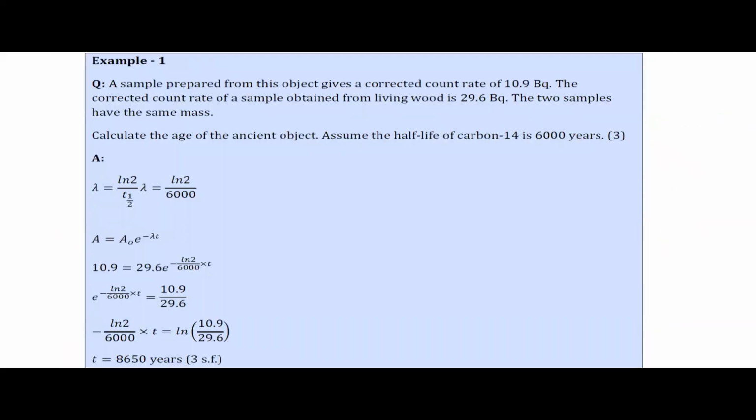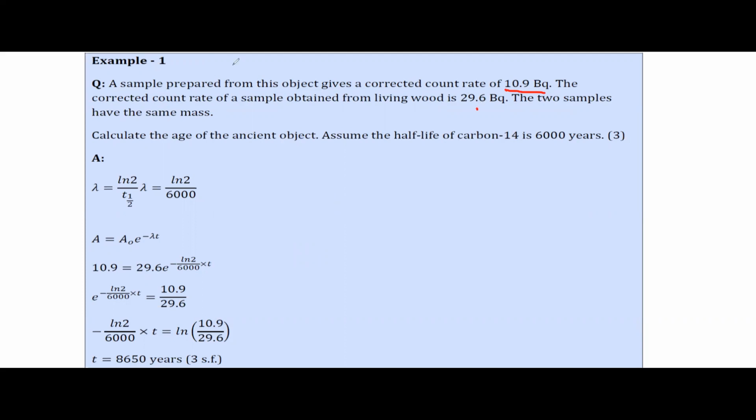For example, a sample prepared from this object gives a corrected count rate of 10.9 becquerel. Corrected count rate, because we originally have a background count and the count from the source plus background. When we take the difference between the two, we get only the counts from the source, and we call that the corrected count.